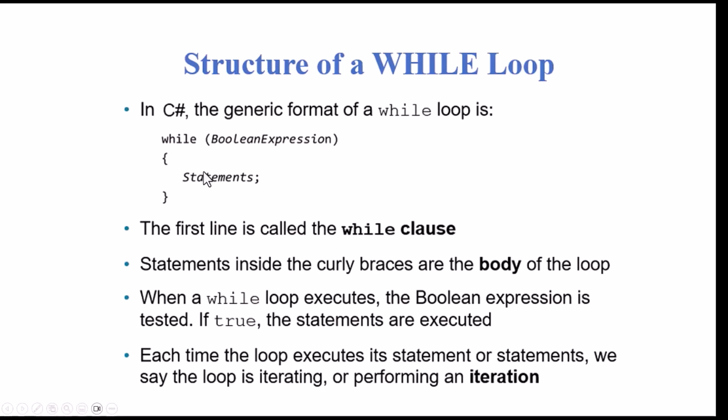When a while loop executes, the Boolean expression is tested. If true, the statements are executed. Each time the loop executes its statements, we say the loop is iterating or performing an iteration. So that's just a term that's been used. I can't think of when I ever actually used it in programming, but when I talk about it, I might use the word iteration because it means counting through or going through the process. Looping is probably a better term for that.